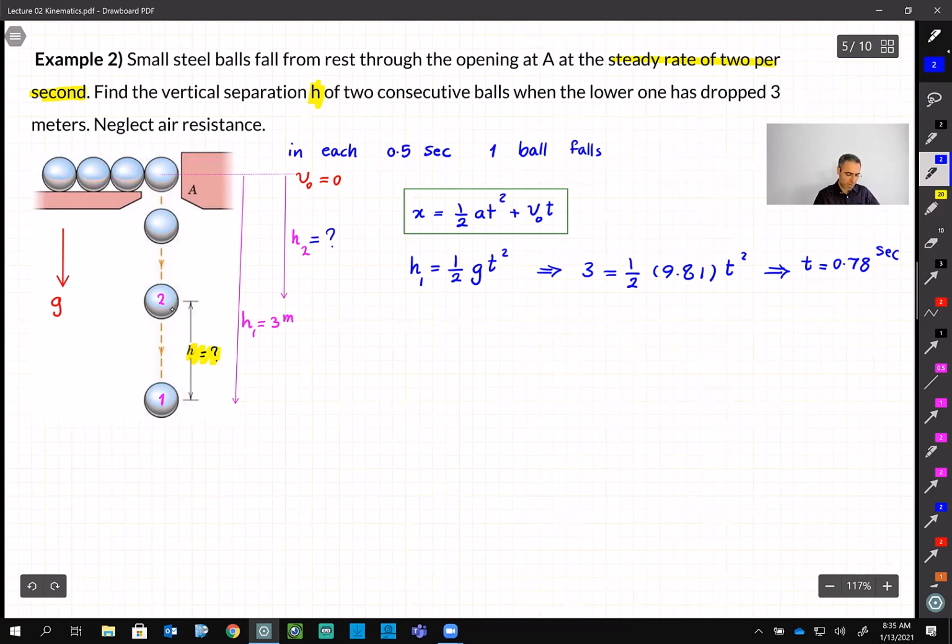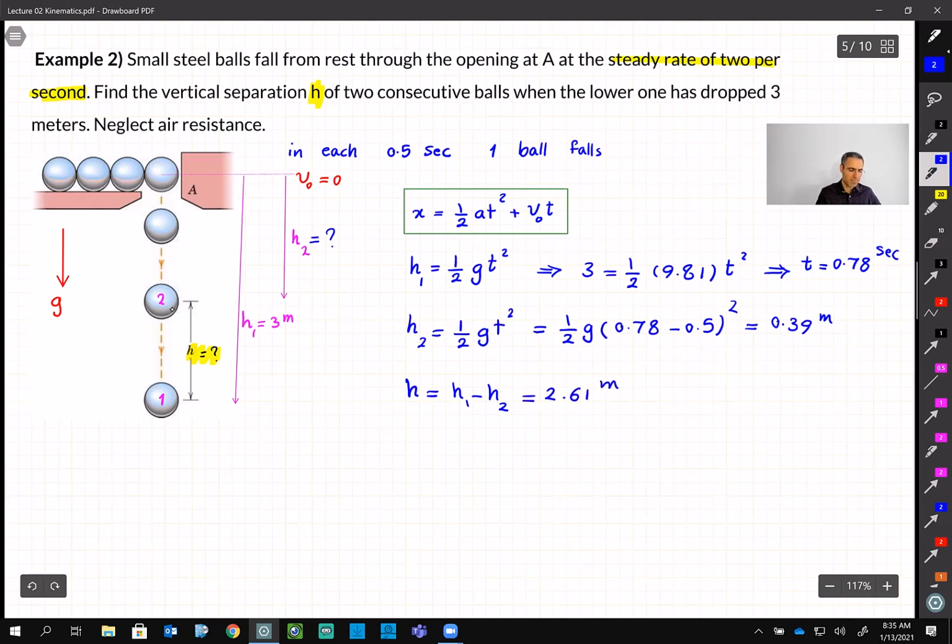Now I need to find H2. The formula is the same, half of g t squared. But we have to be careful with the time, because it is half a second less, since it starts 0.5 seconds later. From here, I find H2, which is 0.39 meter. So if I have H1 and H2, then simply H is H1 minus H2, which is 2.61 meters.